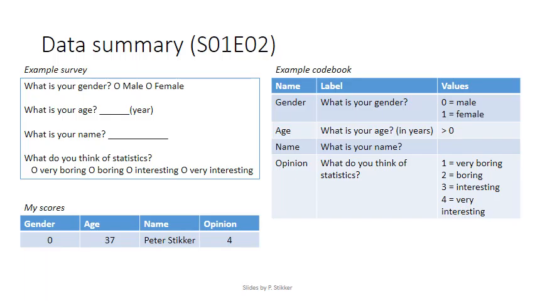For each case, in this case a case is a person, the scores are the individual values for an individual case on an individual variable. So my score on gender would be 0 because I'm a male.